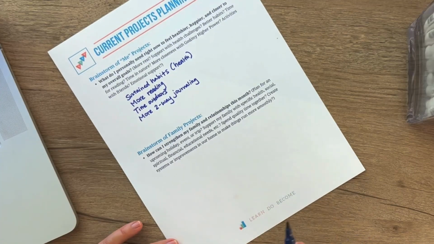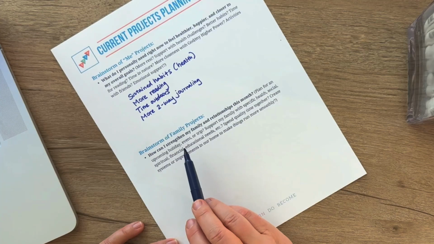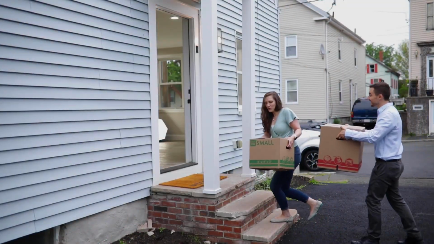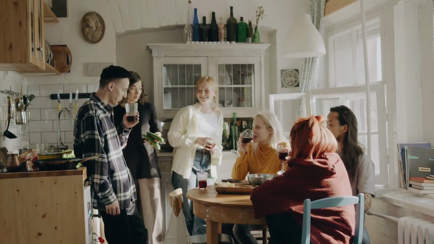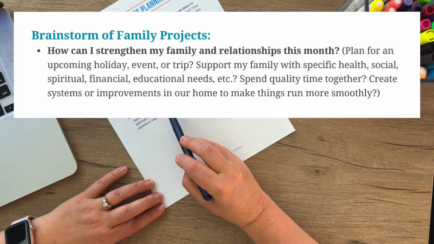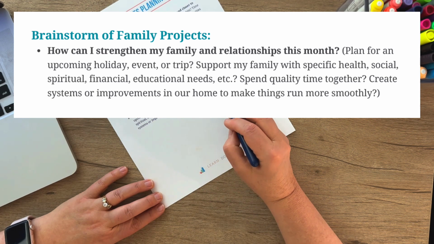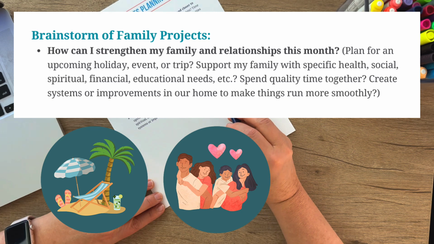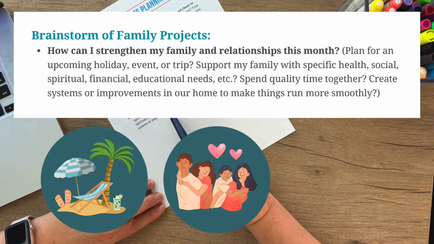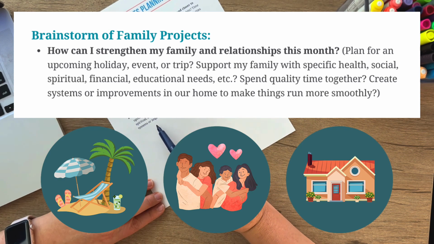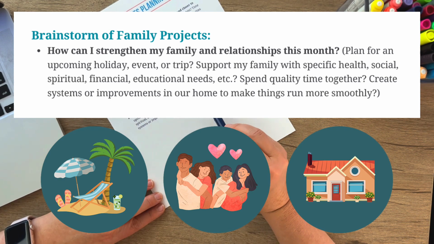All right, now we're going to go to the brainstorm of family projects. And if you don't live with other people, this could be extended family, or it could just be relationships, roommates, neighbors, people who are close to you socially in your community. But the question I like to ask is, how can I strengthen my family and relationships this month? Can I plan for an upcoming holiday, event, or trip? Support my family with specific health, social, spiritual, financial, educational needs, etc. Spend quality time together, create systems or improvements in our home to make things run more smoothly.